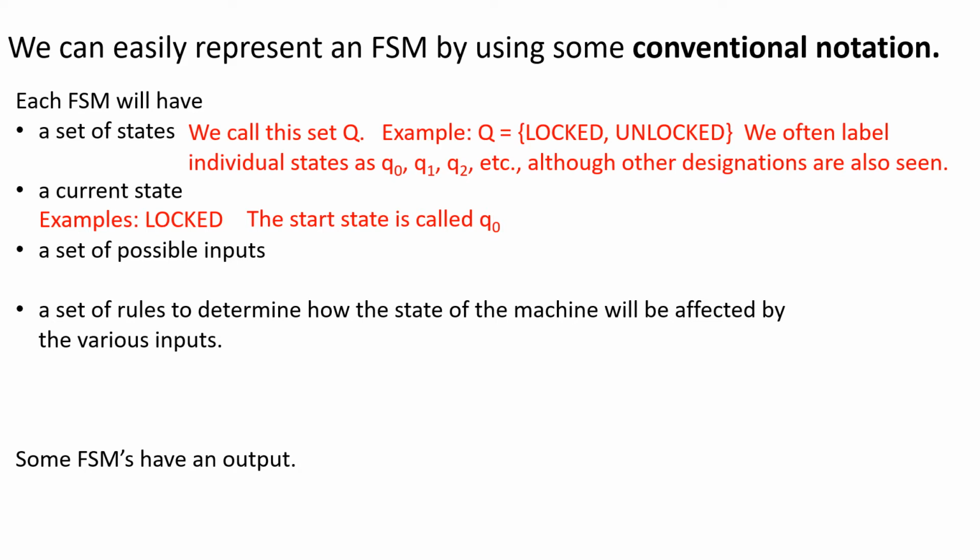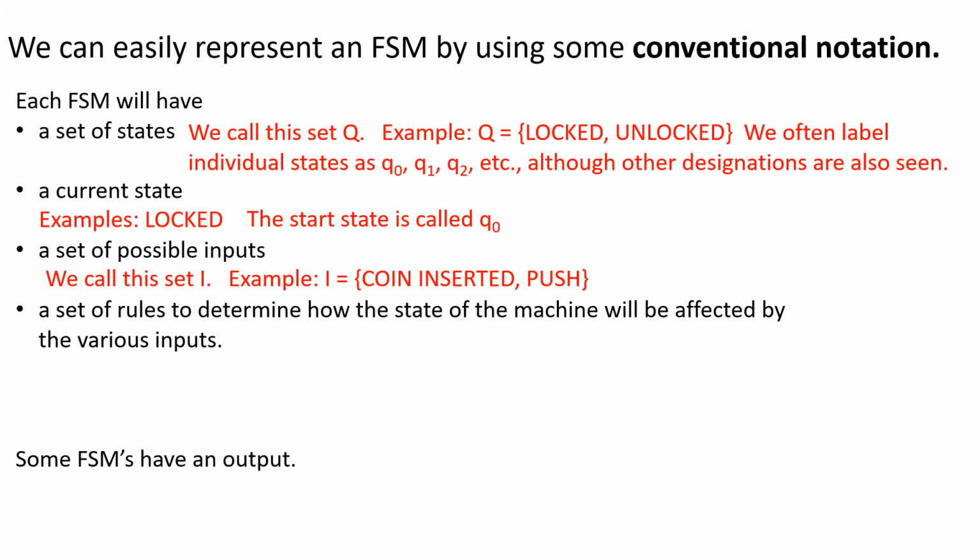Now a set of inputs, we call that the set I. An example for the turnstile would be the set I, and the elements are a coin is inserted and push. Those are the two types of things that can be done to that machine. So those are the inputs.